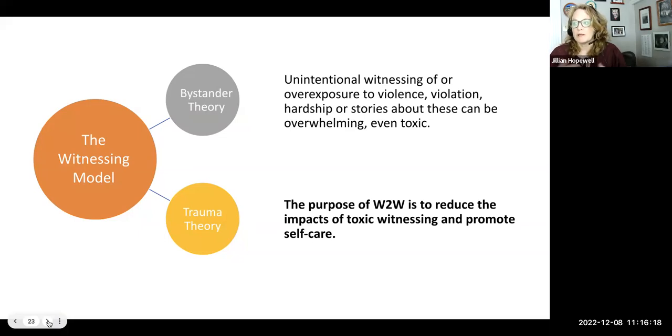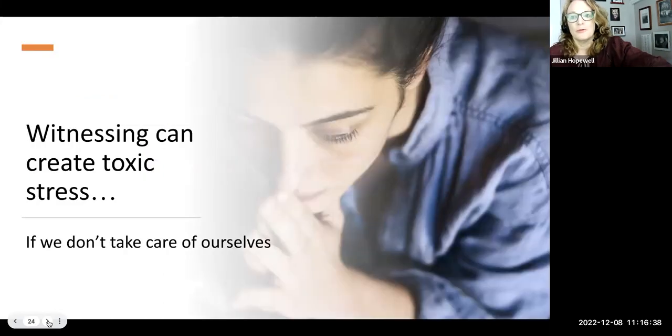The purpose of the witnessing model is to reduce the impact of this toxic witnessing and to really promote self-care. I'm really just going to touch on what some of it means, because there are other things we're talking about today too, but I want you to know that there's a ton of other resources available. The key point to raise with all of you is that witnessing other people's struggles and challenges can create a level of toxic stress for yourself if you don't take care of yourself.